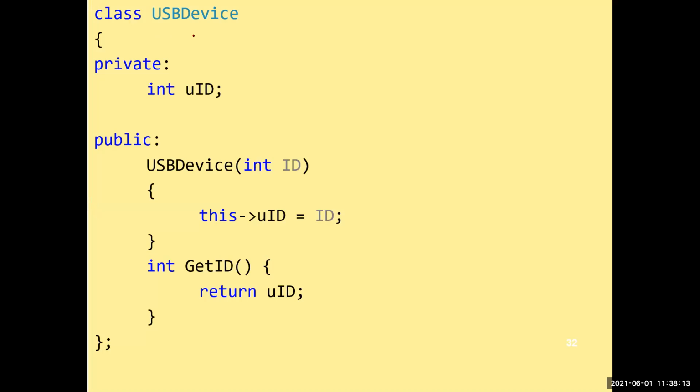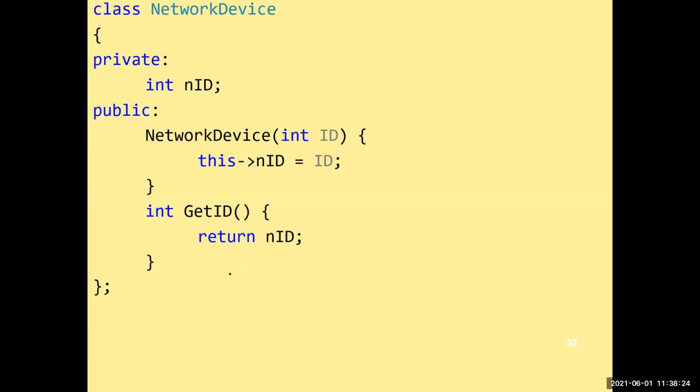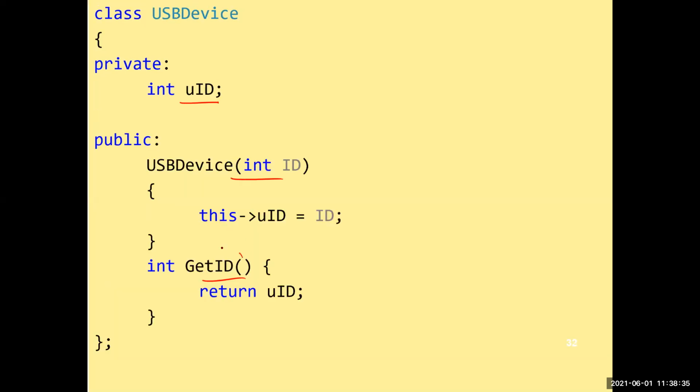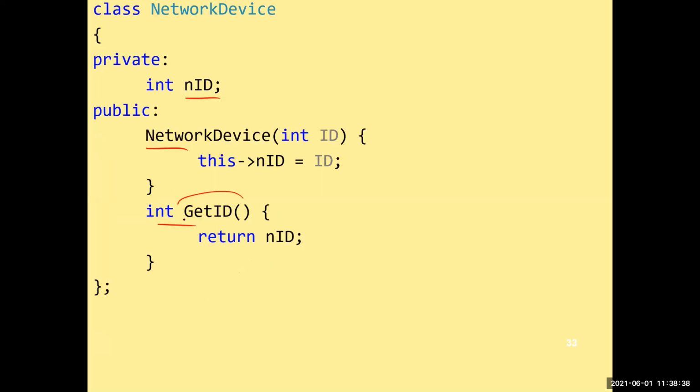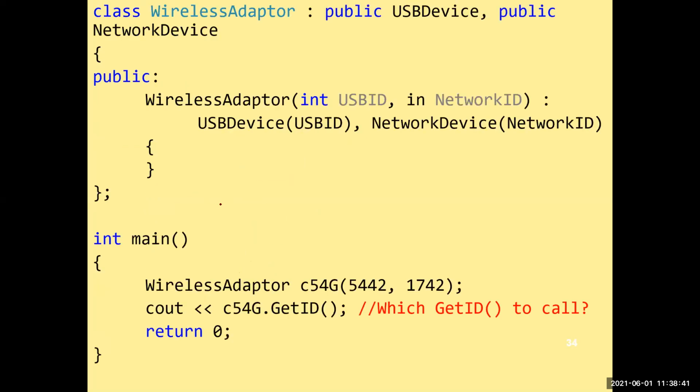Suppose we have a class USB device in which we have an ID, a constructor and a get function, nothing else. We are just trying to model a USB device. We have another class called network device, anything which is used for networking. This class also has a data member ID, a constructor, and a get ID function. Now we have a get ID function in this class, and we have a get ID function in this class. Now we make a third class called wireless card, and we plug it in USB. So we say wireless card is a USB device, and it is also a networking device because we use it for connecting to the internet.